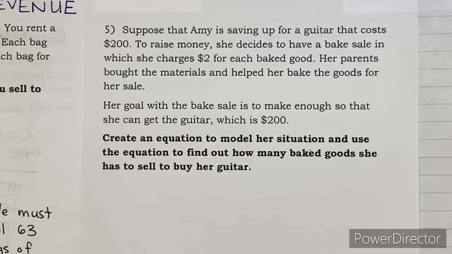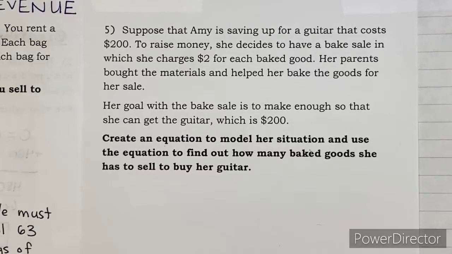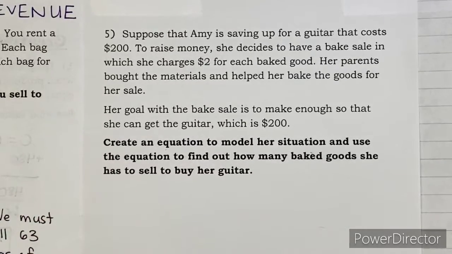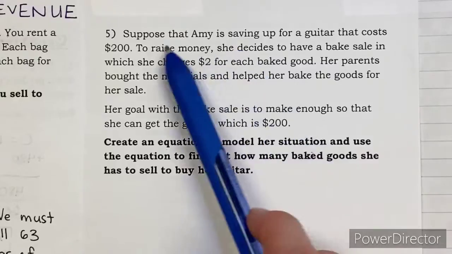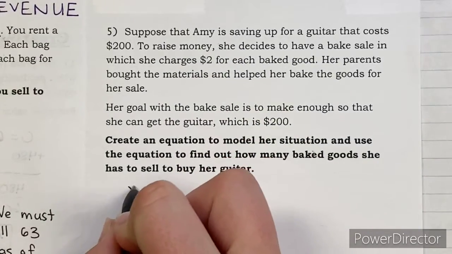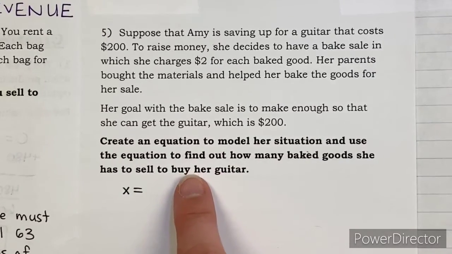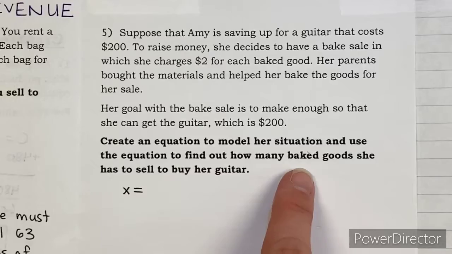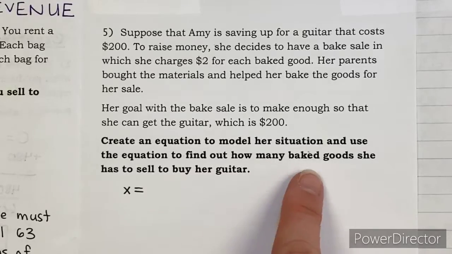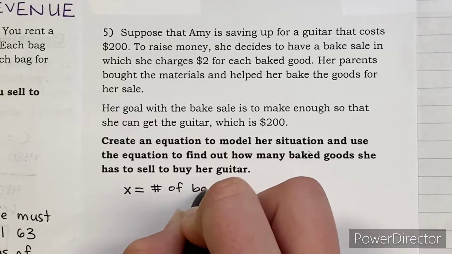So a lot of you are actually going to do this, maybe not this exact situation, but there's something that you like that you're going to be saving up for. So the first thing that we need to do is label our variables because they didn't tell us what our variables meant in there. So I'm going to use x again. And then look back at the question to help you figure out what x is going to represent. We're looking at how many baked goods. So x is going to be the number of baked goods.